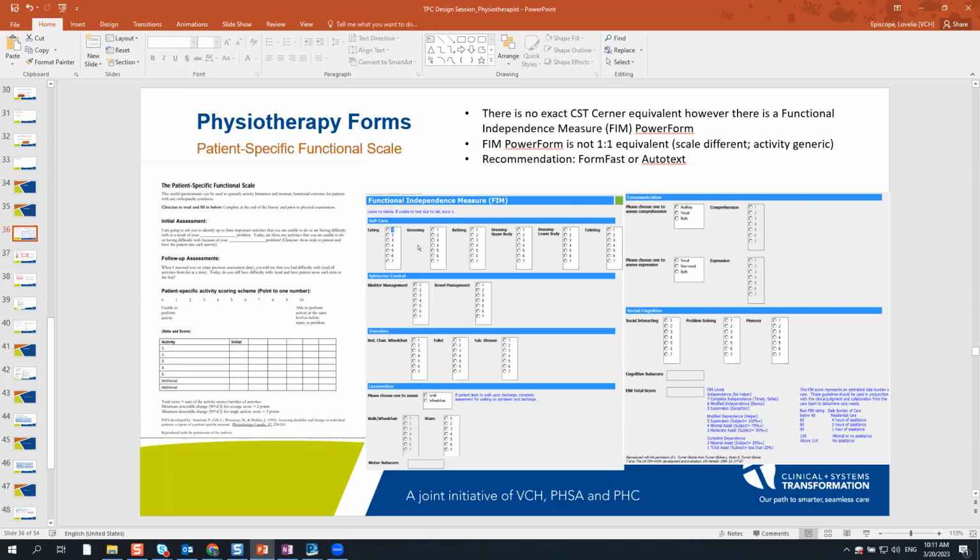Okay, thank you. And hi everyone, it's Andra here. I just want to point out that this form, the patient-specific function scale, is also used by the 5 clinics that are going live at VGH. And that clinic is requesting this to be on FormFast. So there is a ticket already requesting this form specifically to be on FormFast, just for you guys to know. I can put the ticket number in the chat.